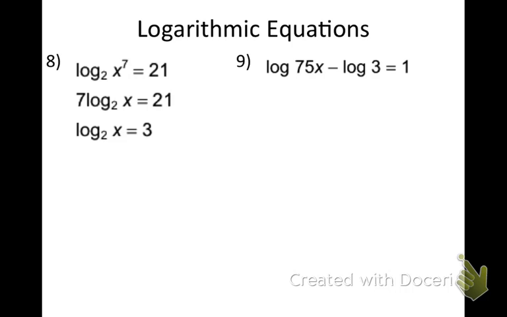Let's try number 8 here. So notice I have log base 2, x to the 7th equals 21. What do we do with that 7? We pull the 7 to the front. Why do we pull it to the front? Because then I can divide both sides by 7. I get log base 2 of x equals 3. 21 divided by 7 is 3.